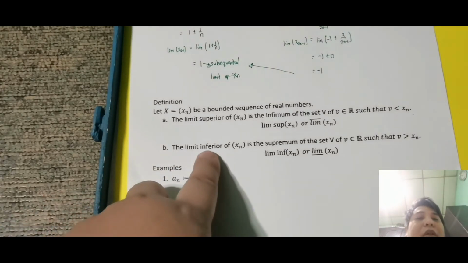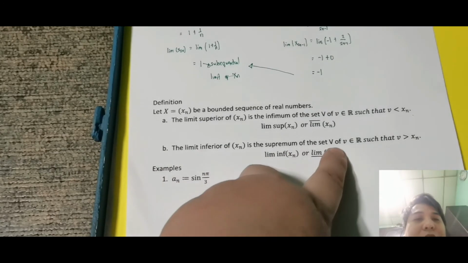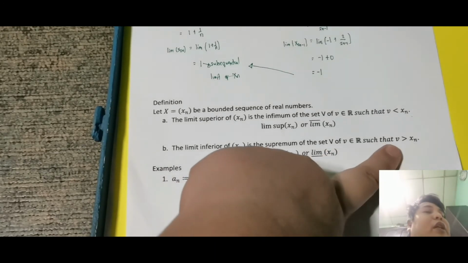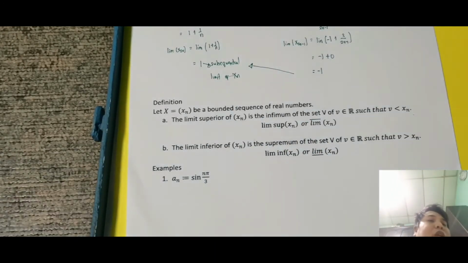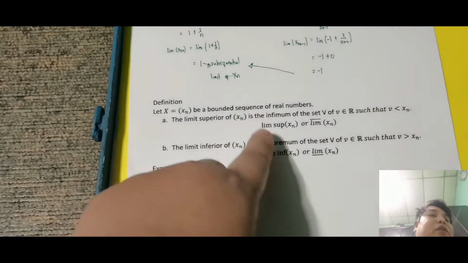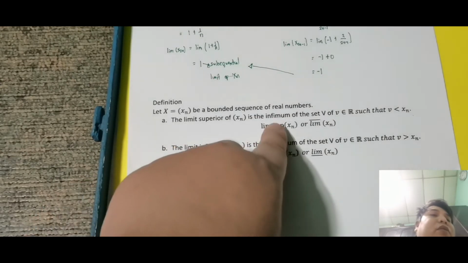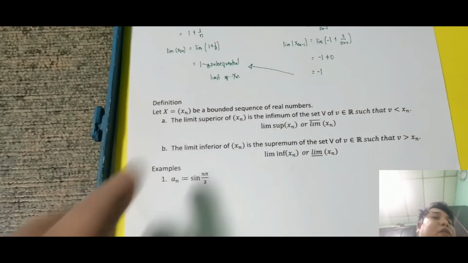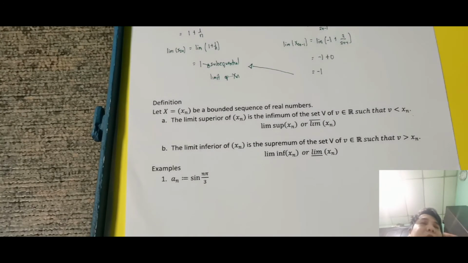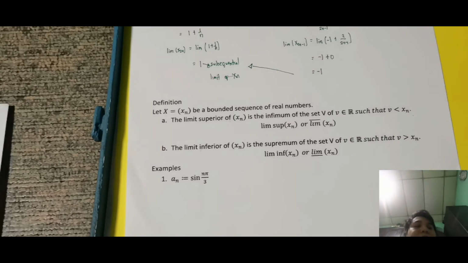Ang limit inferior naman is the supremum of the set B, B an element of R, such that B is greater than x sub n. Siya naman ang supremum, ang least upper bound, habang ito naman ang greatest lower bound. Okay, so balikan natin ang idea: pag limit superior, automatic infimum; pag limit inferior, automatic supremum ng set na mabubuo sa sequence. So, for example, kunin natin ang limit inferior at limit superior ng mga example natin.